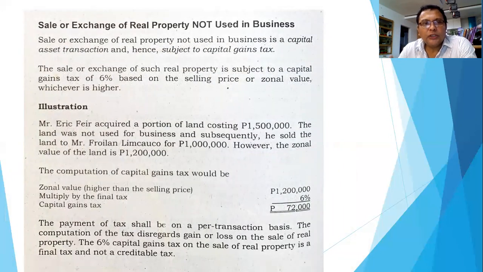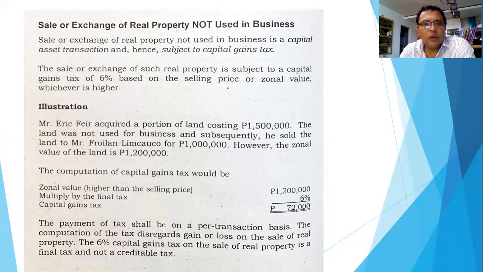Now let's go to sale or exchange of real property which are not used in business. So this is a capital asset transaction and hence subject to capital gains tax. The sale or exchange of such real property would be based on the selling price or the zonal value, whichever is higher. And the rate is 6%. And the form to be used is 1707.